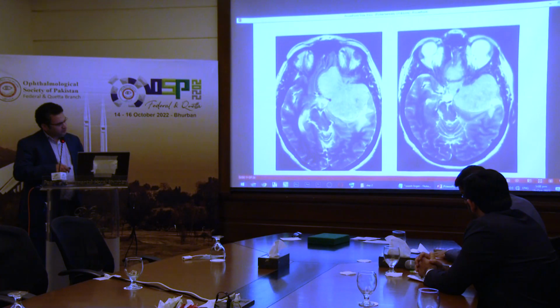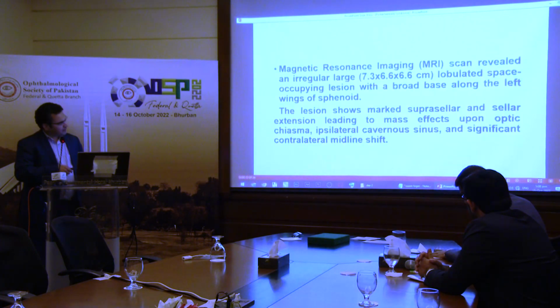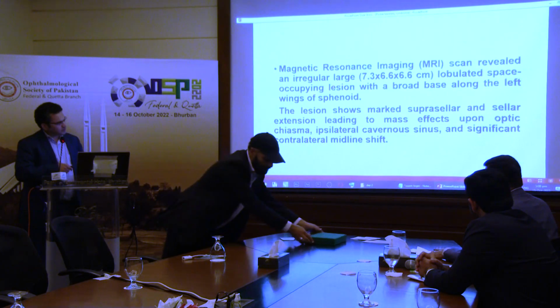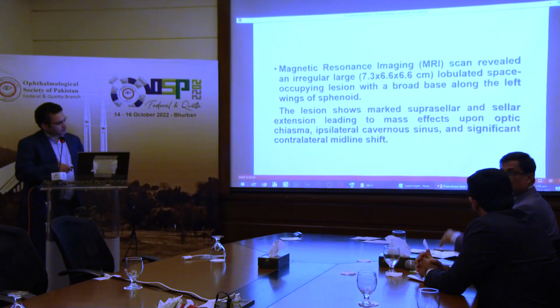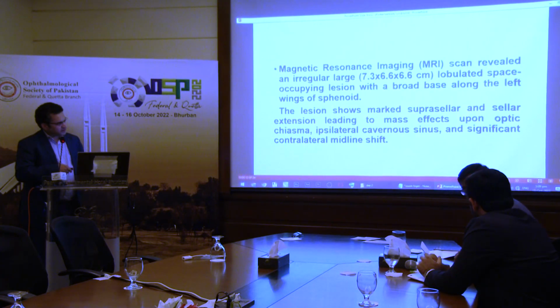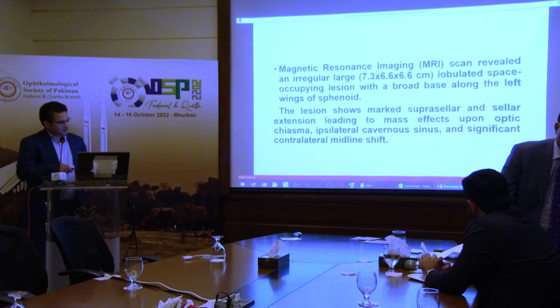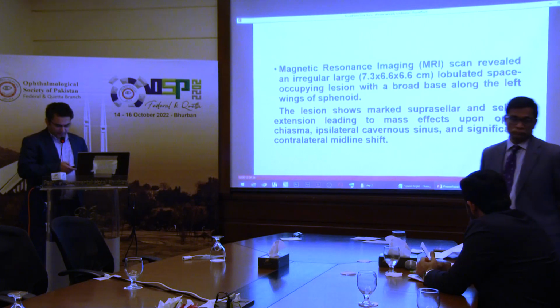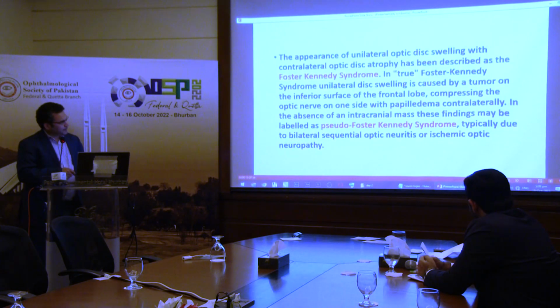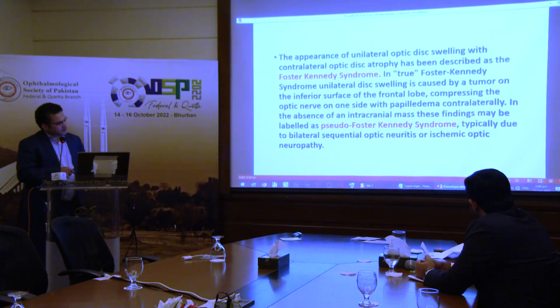You can see a large lobulated lesion, which MR revealed as an irregular large 7.3, 6.3, 6.6 centimeter lobulated space occupying lesion with a broad base along the left wing of sphenoid. The lesion showed marked suprasellar and sellar extension leading to mass effects upon the optic chiasm, ipsilateral cavernous sinus, and significant midline contralateral shift. So the appearance of unilateral optic disc swelling with contralateral optic disc atrophy has been described as Foster-Kennedy syndrome.